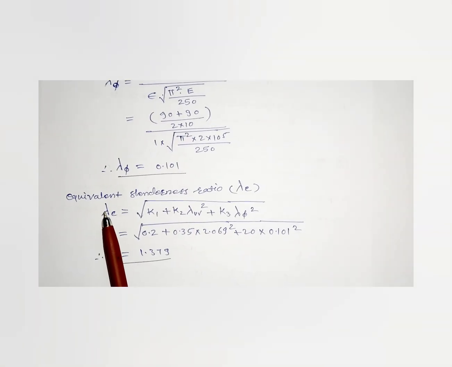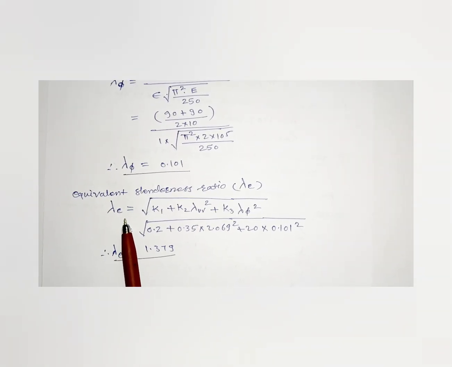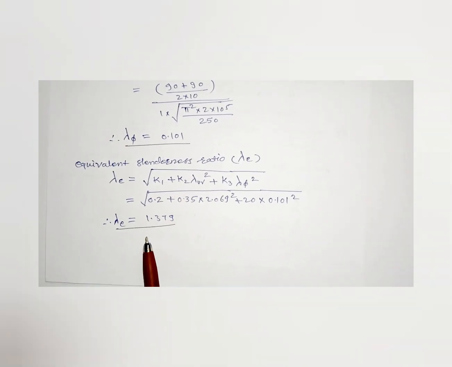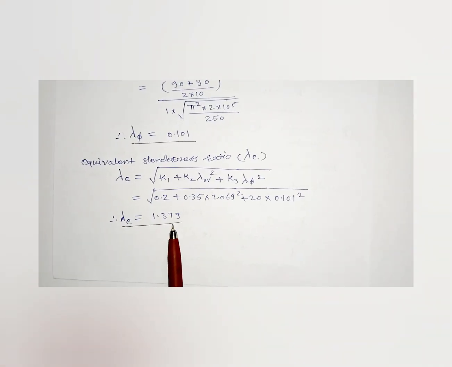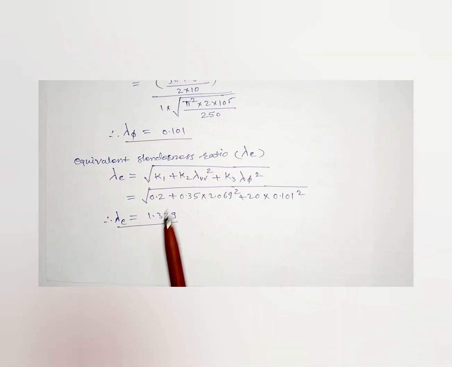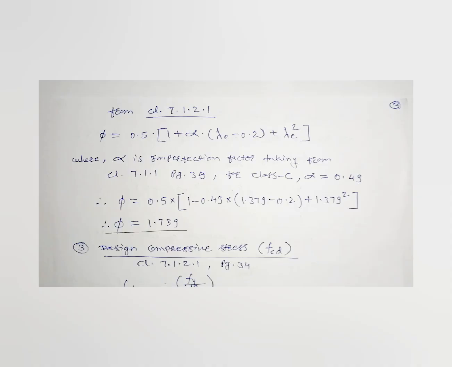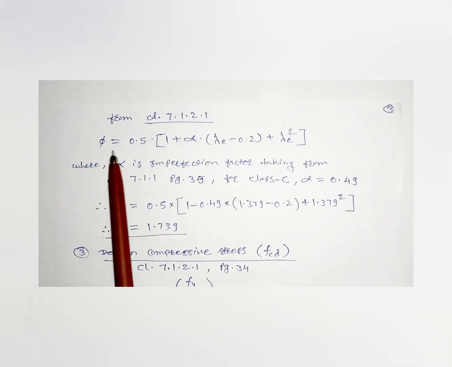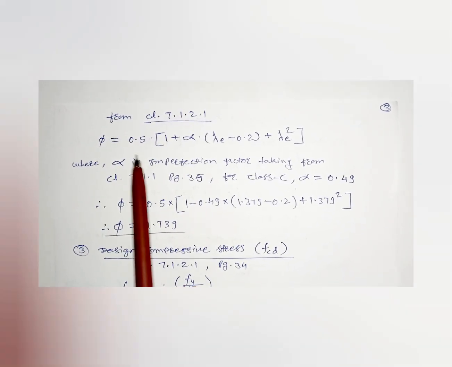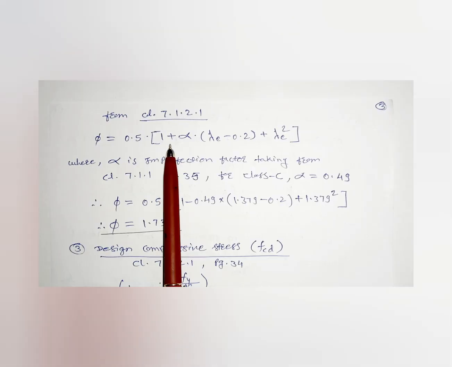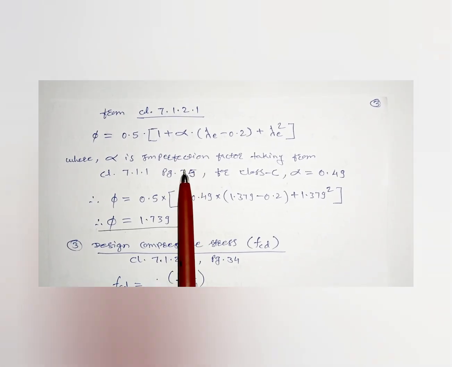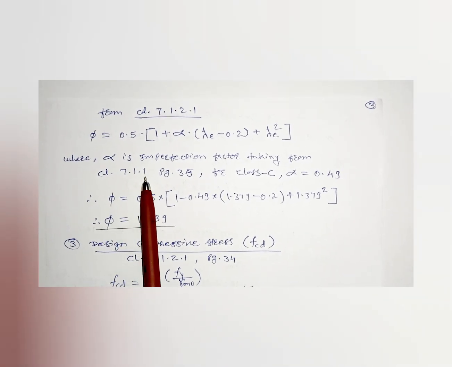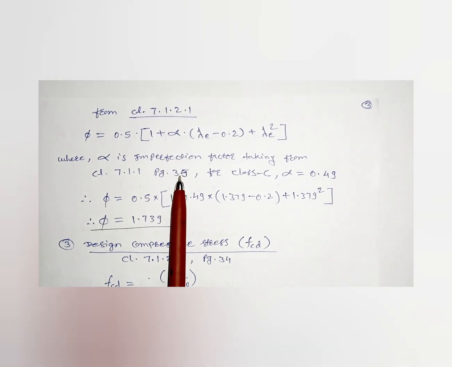After that we have to finally determine the slenderness ratio through this formula by using these constants K1, K2, K3, and we have calculated 1.379. We require all these values for further steps, and from clause 7.1.2.1 we have to determine theta from this formula: 0.5 multiplied by 1 plus alpha, where alpha is the imperfection factor, which is taken from clause number 7.1.1, page number 35, IS 800 2007.